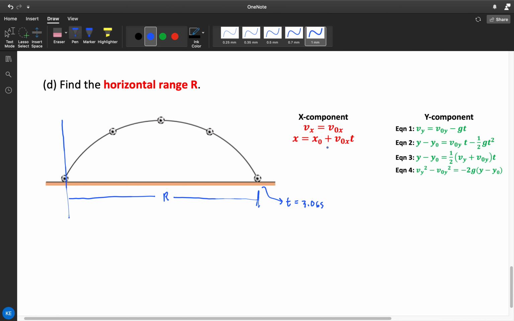So to look for its range, we look at the x component: x sub o plus vox times time t. So x sub o is equal to 0. So your range x is simply equal to 20 meters per second times its time, 3.06 seconds. So that is about 61.2 meters.